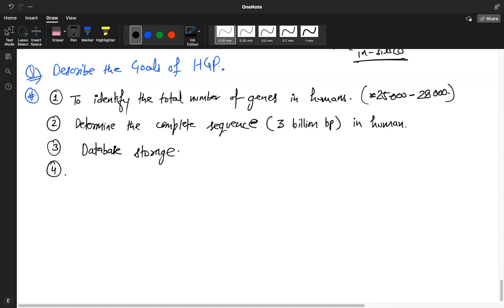So database storage, and then improve and develop tools for data analysis, because such big data can't be analyzed manually, right?